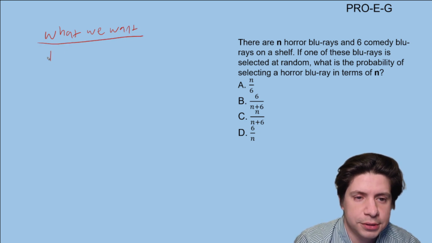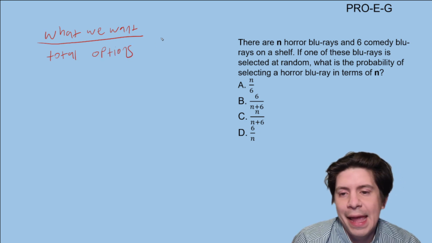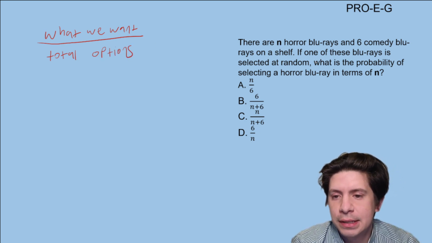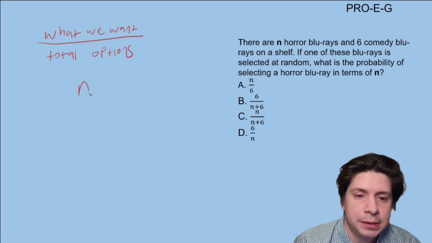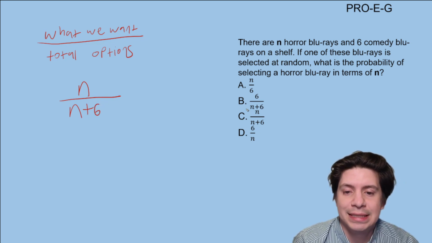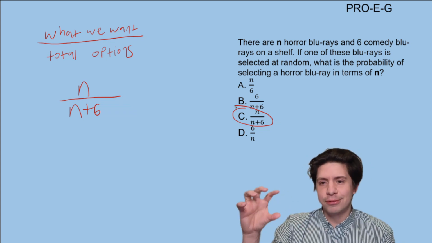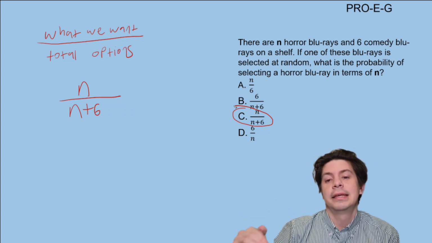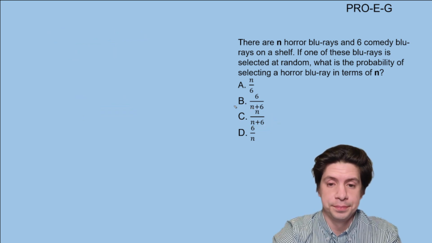over total options, right? And here, what we want, right, is horror Blu-rays, which is N. And the total options is N plus the 6 comedy. So that is going to be C. Okay? So again, even though it's become a little more abstract, it's still at the easy level, and you just have to understand what probability means.